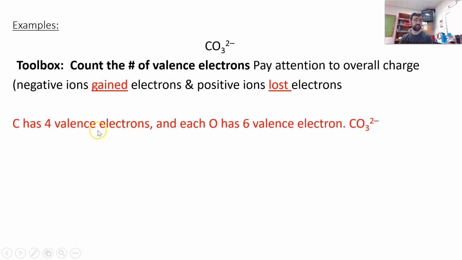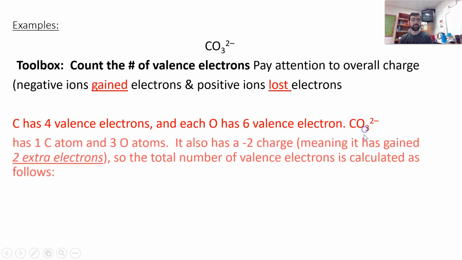Carbon has 4 valence electrons. Each oxygen has 6. CO3 with a -2 charge, it has 1 carbon atom and 3 oxygen atoms. And it also has a -2 charge, which means it's gained 2 extra electrons.